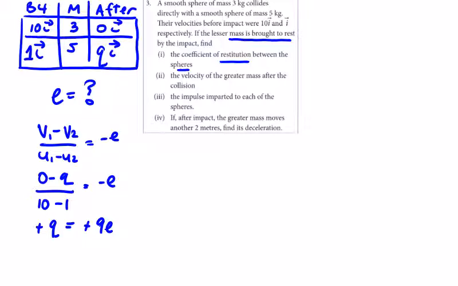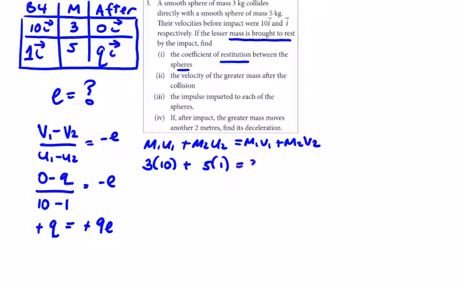And then our second formula, our m1 u1 plus m2 u2 is equal to m1 v1 plus m2 v2. It's like a tongue twister. So m1 is 3 by 10 plus m2 of 5 by 1 is equal to the 3 by 0 plus the 5 by Q. So we're going to get 30 plus 5, 35 equals 5Q. Well, that will give us Q straight away. So Q is equal to 7.